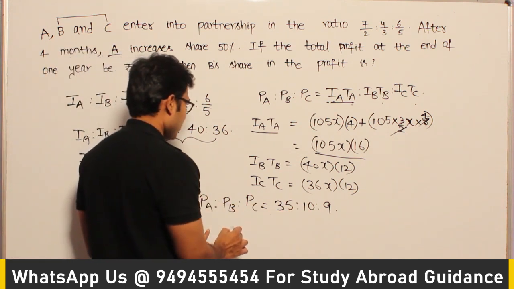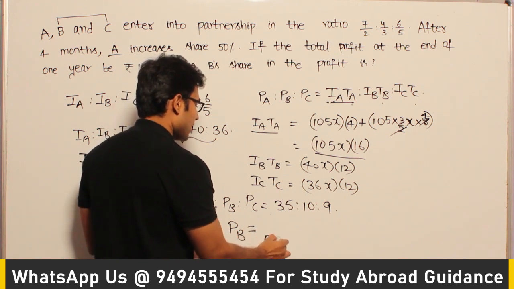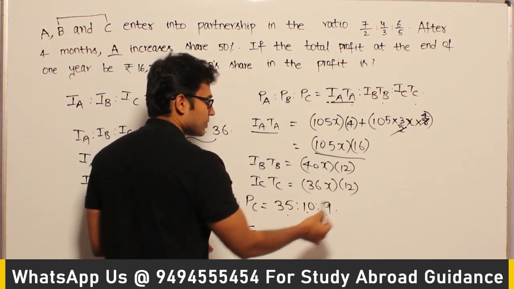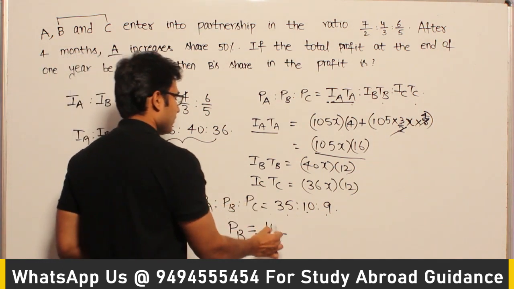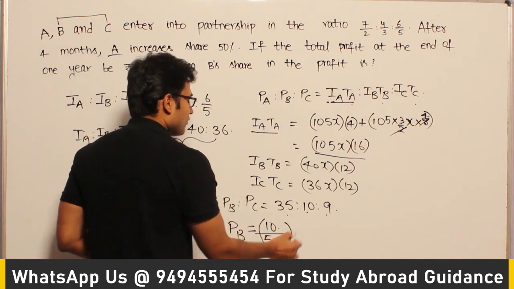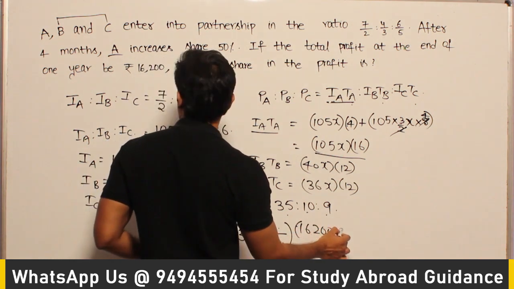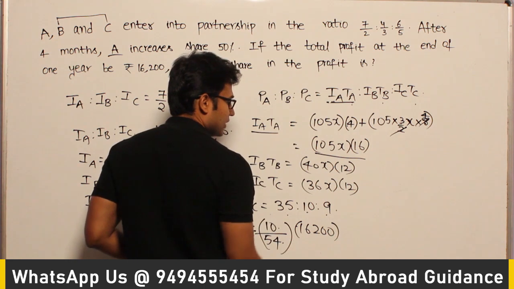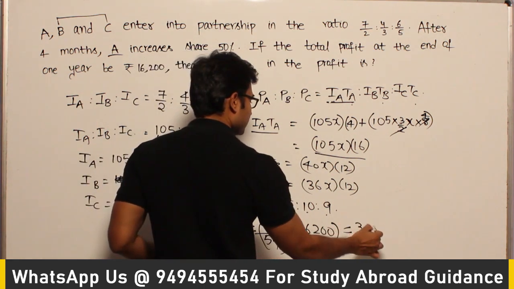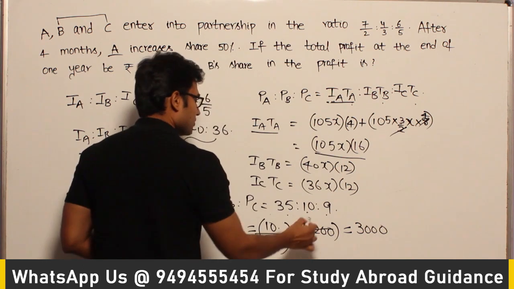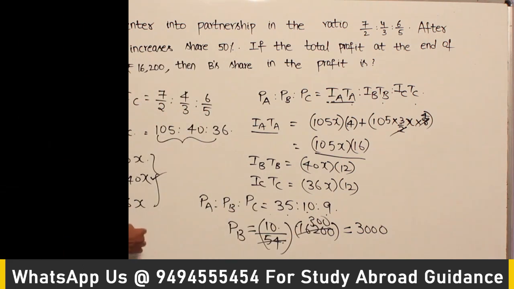Therefore, B's profit is equal to, out of 54 parts, why 54 parts? Because if you sum them up, it is going to be 54. B's part has to be 10, so 10 out of 54 of the total profit. Total profit is 16,200, right? So this amount turns out to be, I think, 3,000, because this one is going to be 300, it is going to be 3,000. Okay, fine.